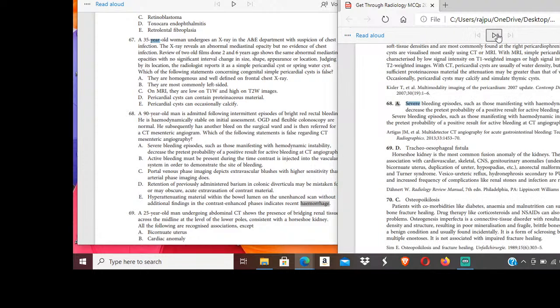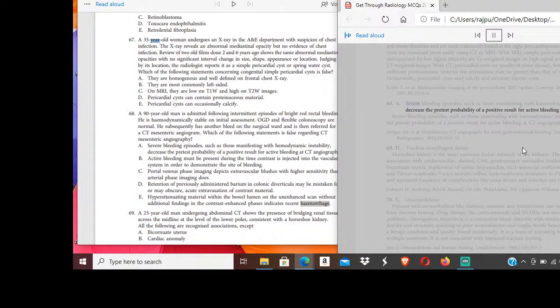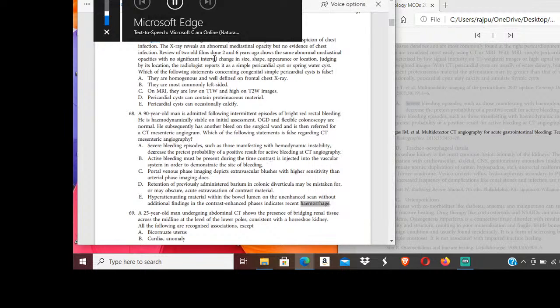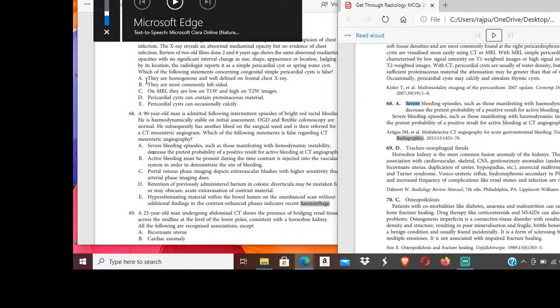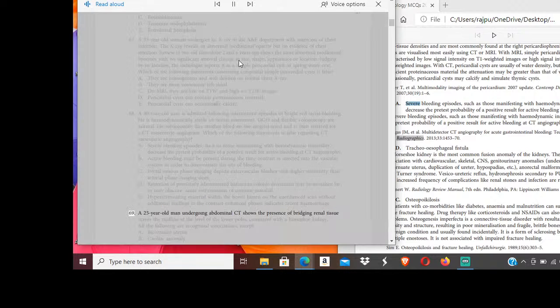68. A. Severe bleeding episodes, such as those manifesting with hemodynamic instability, decrease the pretest probability of a positive result for active bleeding at CT angiography. Severe bleeding episodes, such as those manifesting with hemodynamic instability, increase the pretest probability of a positive result for active bleeding at CT angiography. Artigas JM, et al. Multidetector CT Angiography for Acute Gastrointestinal Bleeding: Technique and Findings. Radiographics. Hemorrhage.